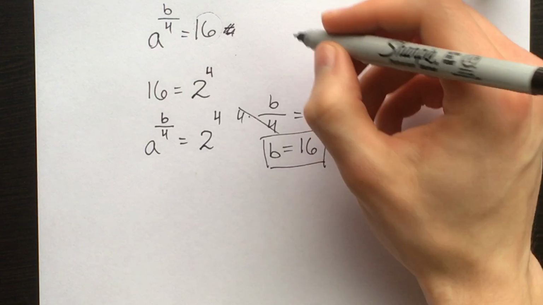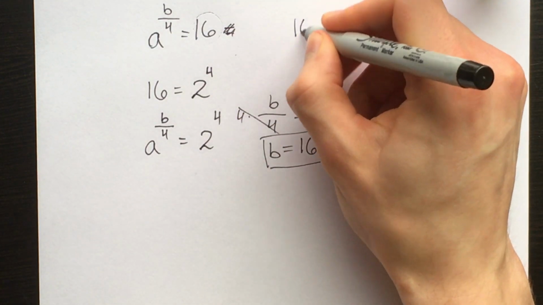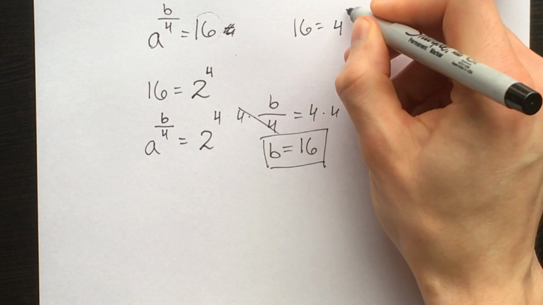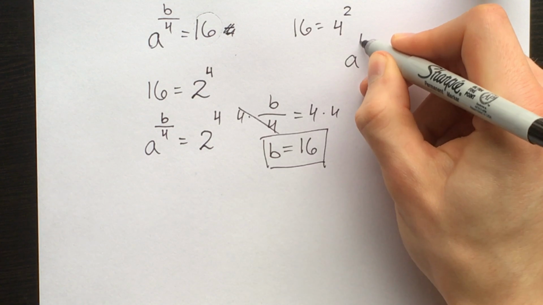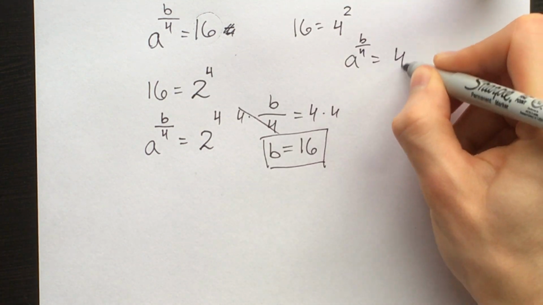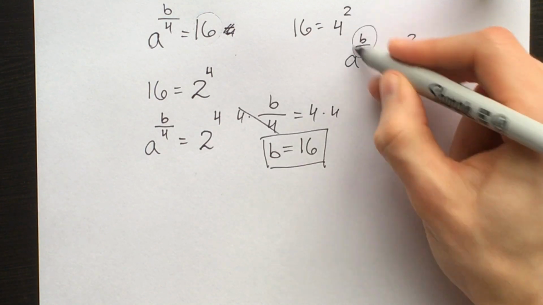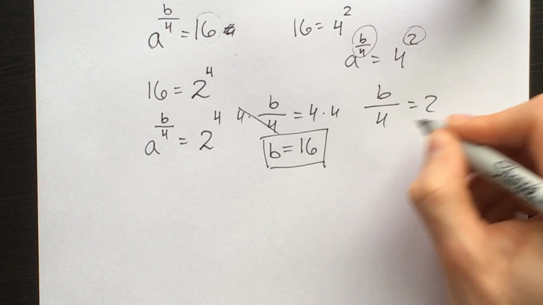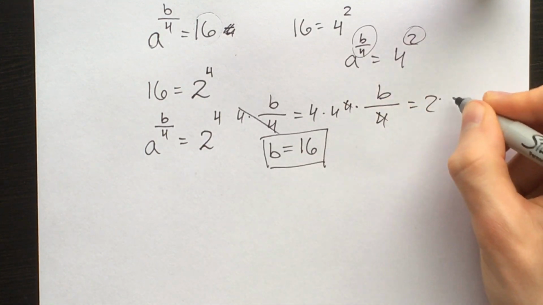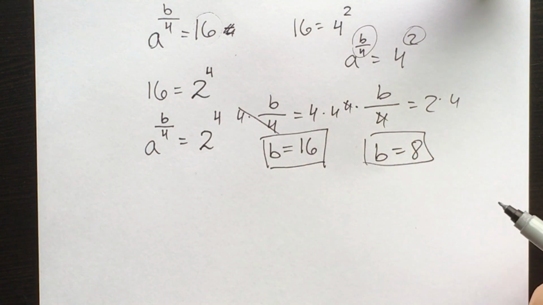You could, for example, say, okay, I don't want to express 16 as 2 to the power 4. I want to say 16 is equal to 4 squared, in which case you'd be saying that a to the power of b over 4 is equal to 4 squared, so a is 4, and b over 4 has to be equal to 2. In that case, you do b over 4 equals 2, multiply both sides by 4, so then you'd say b is 8, for example. These are both correct answers.